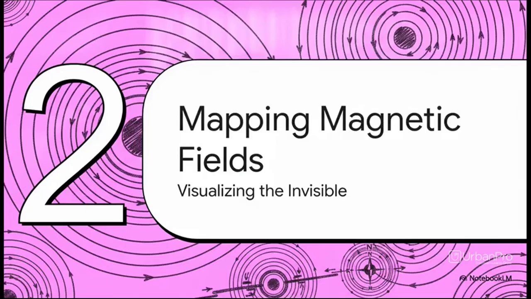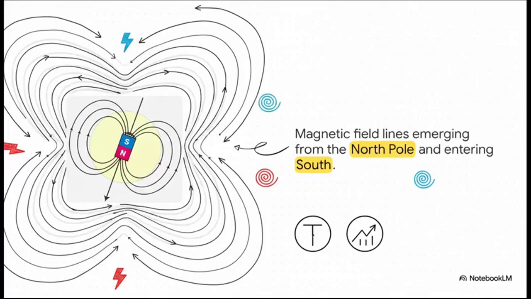Moving right along to part two, mapping the magnetic field. Now that we know this invisible force exists around wires, how do we actually visualize it? Think about a classic bar magnet. Its magnetic influence extends outward into the surrounding area, which, by the way, we measure in a unit called Teslas. We use field lines to basically draw a map of the magnetic force's direction and strength.